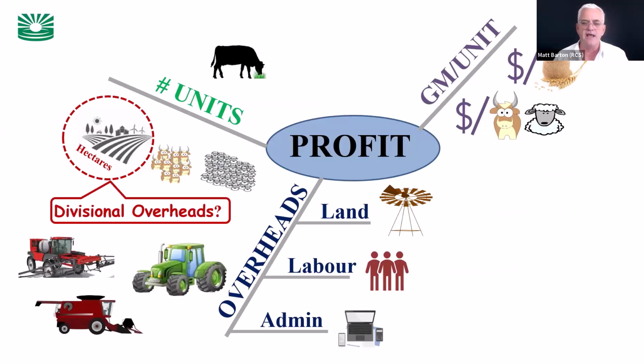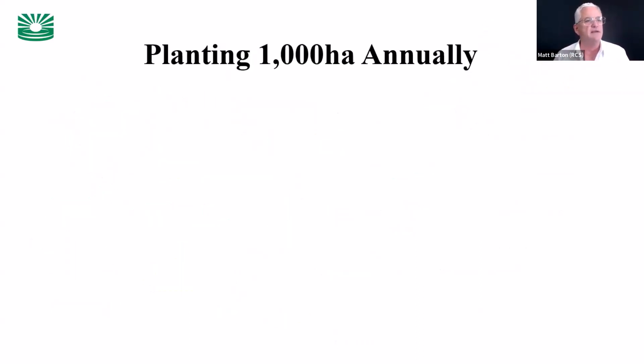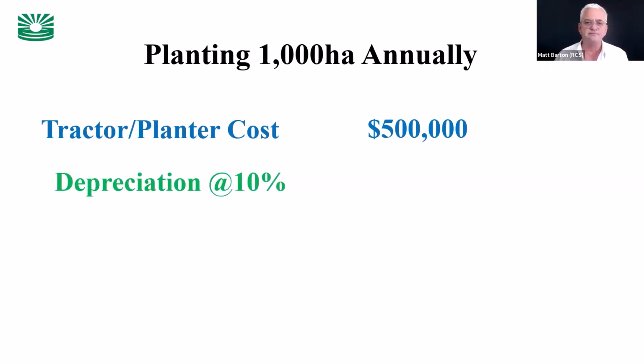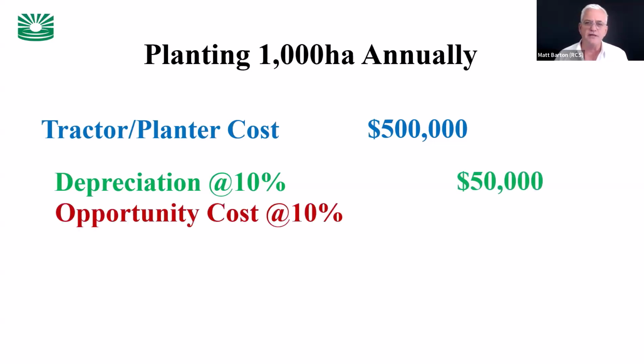How much junk do we have? And this would include those that are just growing fodder crops. So you're in the business of grazing, but you're still carrying tractors and planters and things like that. So say if we're planting 1,000 hectares annually, I go out and buy a good second-hand tractor and planter for $500,000, and I'd say you hope that it's pretty good. Your depreciation on that is $50,000 a year at 10%.